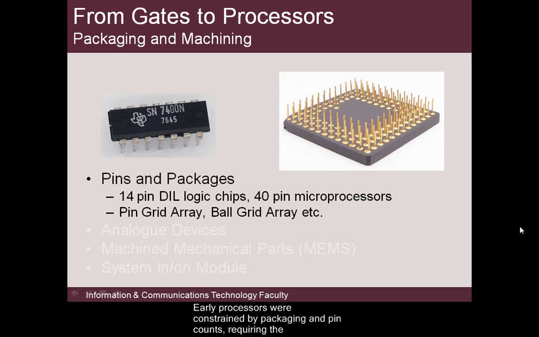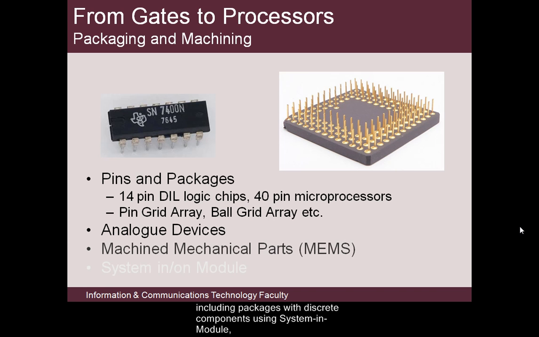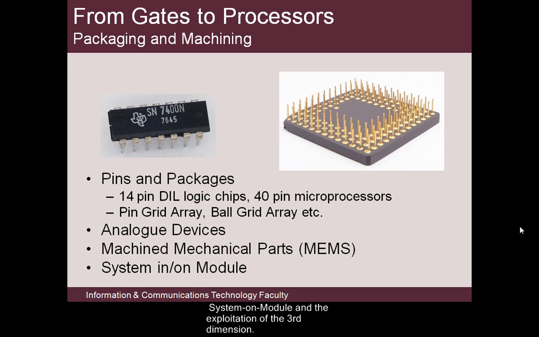Early processor and logic chips were constrained by packaging and pin counts, requiring multiplexing buses and other strategies to free up pins. Packaging, though, had also moved forward with pin grid array, ball grid array, and variants, utilizing the whole bottom surface of the package to provide pin counts to match the 64-bit wide buses of modern processors. And also options were being developed for integrating entire systems to incorporate analog circuits, micro-electro-mechanical sensor parts, or MEMS, and system-in-module or system-on-module packages combining discrete and integrated components.